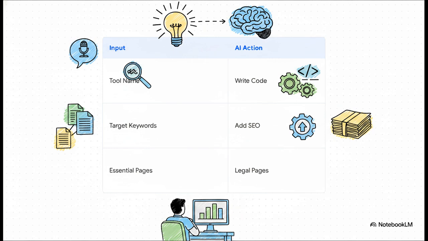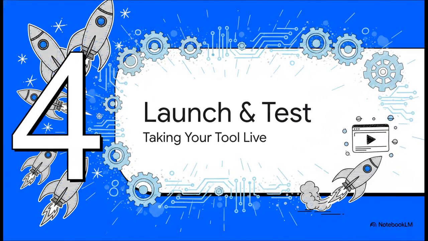In response, the AI does the heavy lifting. It writes all the HTML, CSS, and JavaScript. It bakes the SEO optimization right into the code itself, and drafts all those boring legal pages. You just sit back and approve the game plan it hands you. Which brings us to Section 4. Launching and testing, taking your tool live.